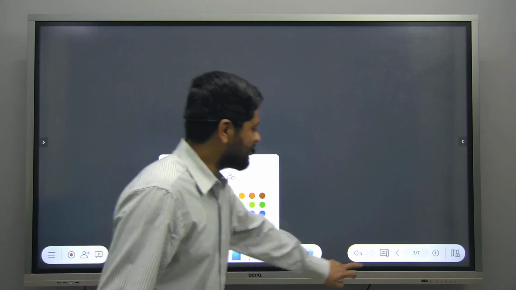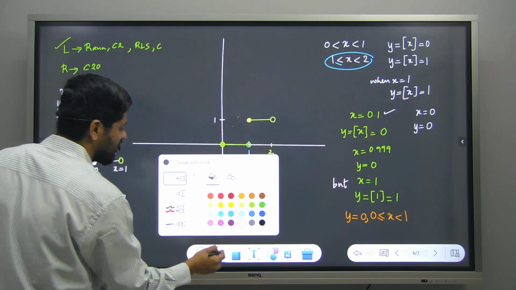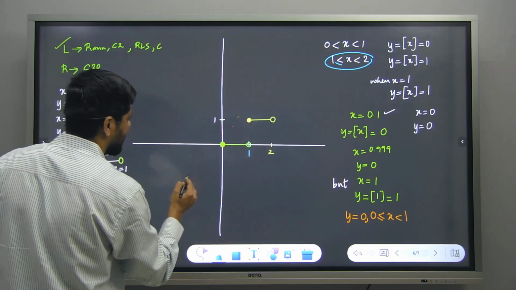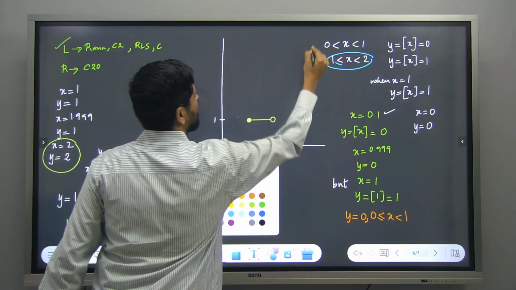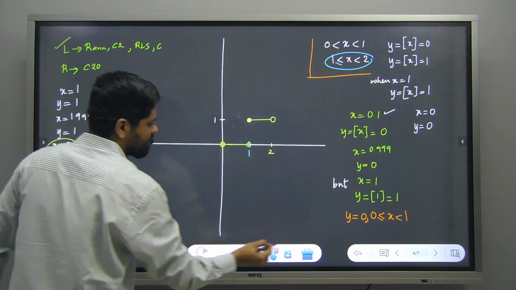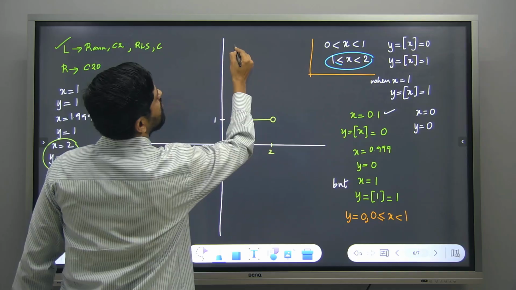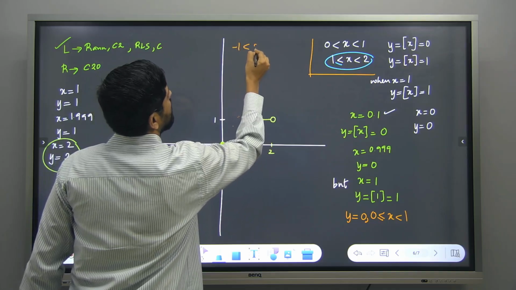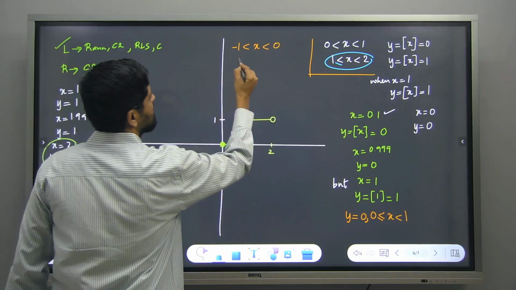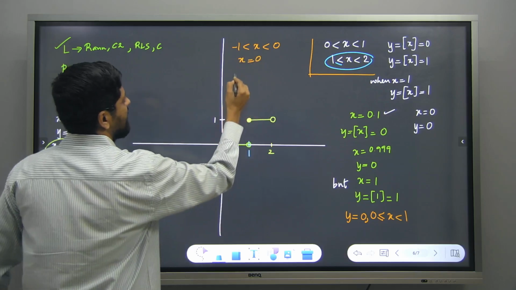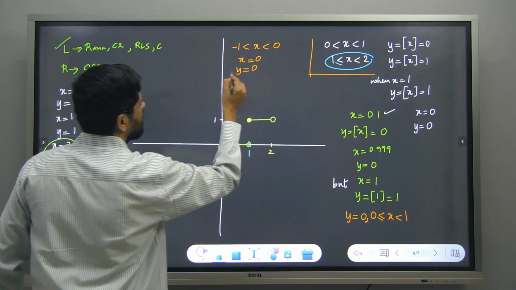So this is about the greatest integer function. If I draw it on this side, I'll draw one more function on the negative side. Let me take the values of x between 0 and minus 1, from minus 1 to 0. When x is 0, what is the value of y? When x is 0, y is 0.